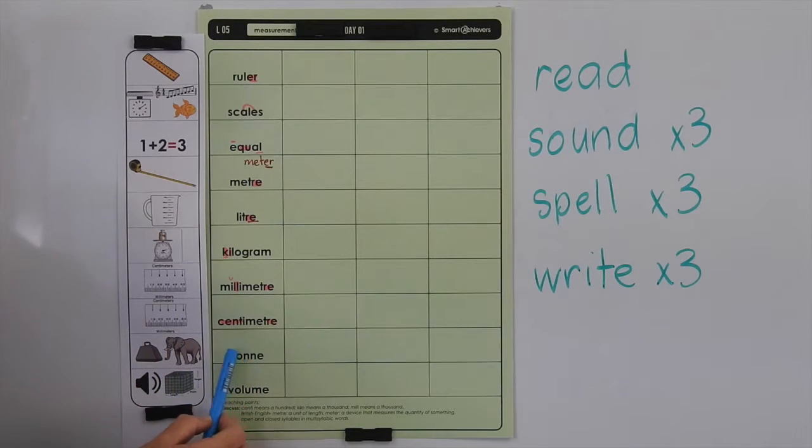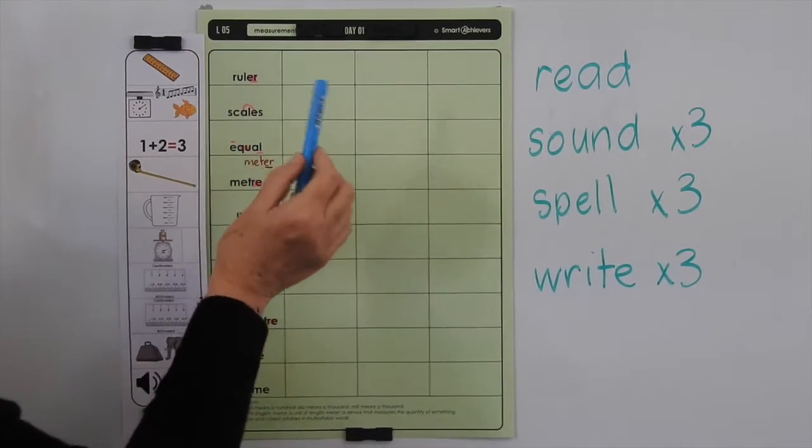A tonne is where we indicate the weight of a very heavy thing, like an elephant or a very heavy weight. And the volume is the height, the width, and the length. The volume could also be a noise indicator, but it's also the actual size of a three-dimensional object.